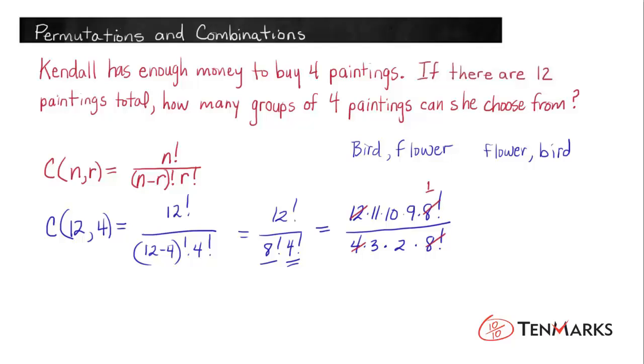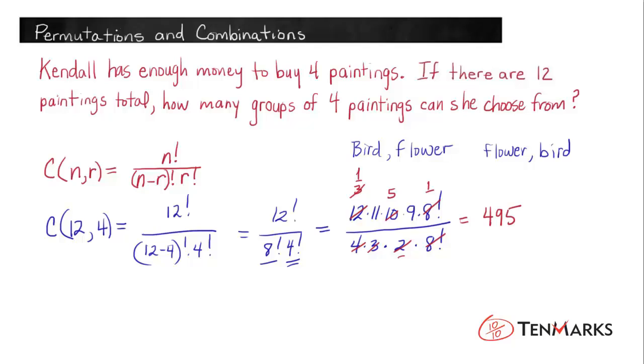4 into 12 goes 3 times, and now you could do 3 divided by 3 is 1. You still have the 2 here. 2 and 10 have a common factor of 2, so you could divide the 2 into the 10 to get a 5. And that's going to give you a 1 times 11 times 5 times 9 times 1 in the numerator, which is 495 over 1, or just 495.